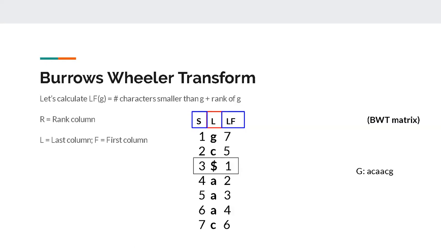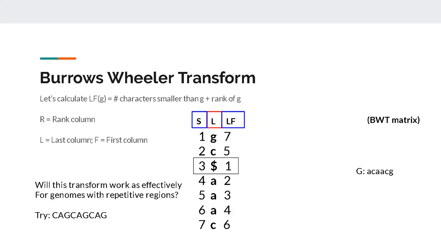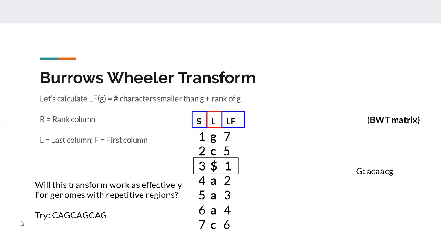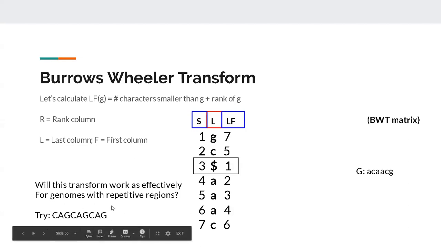So remember, you only had a Burrows-Wheeler transform. All you will be doing is calculating the LF, and from there on you can find the original string. Now this is for you guys. Will this transform work as effectively for genomes with repetitive regions? You can do the Burrows-Wheeler transform and go back to the original string using this particular string that I've given over here: CAG, CAG, CAG. Only when you do the exercise will you understand the Burrows-Wheeler transform in a better way. You can try this and tell me in the next class whether you can get the transform and back to the original string even for genomes with repeats of such sorts.